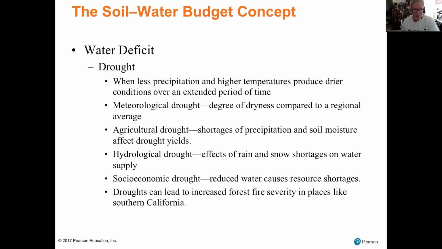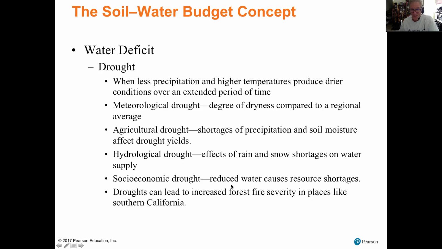Now, you can have a water deficit, which we in California know as a drought, when there's less precipitation and also higher temperatures. They will produce drier conditions over an extended period of time. There are different levels of drought. The meteorological one, which is a regional average, the agricultural, where it affects crop yields, and what we call the hydrological drought, which is the effects of rain and snow shortages on water supply. If you've been following the news, we're way above it this year. I think we're 141% of normal, which is great for the state of California because it will mitigate all these.